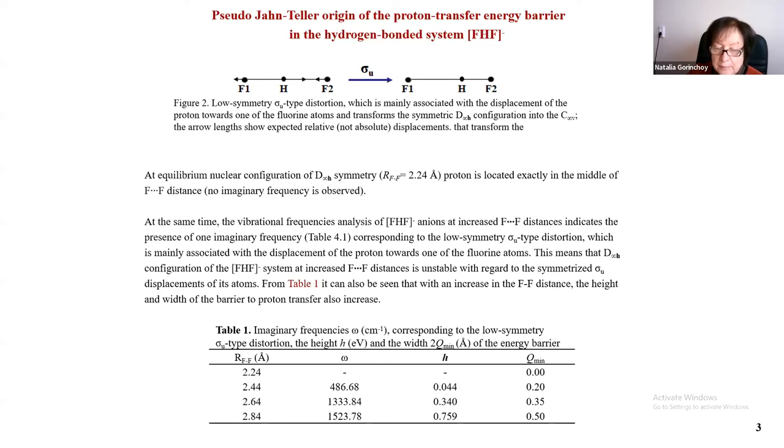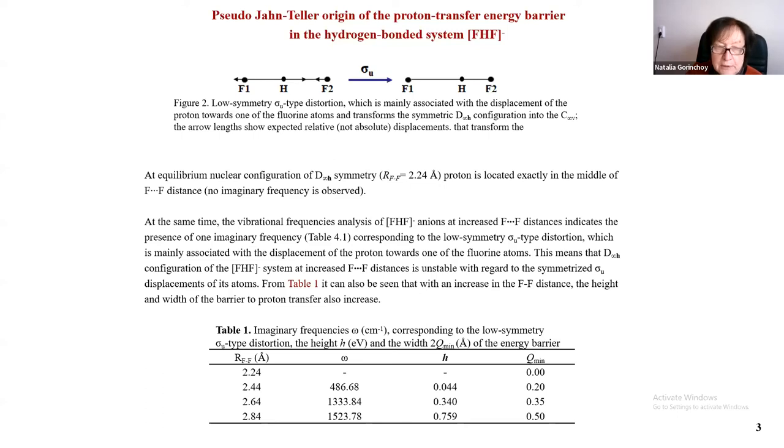The main goal of the present study is to demonstrate that with increasing F-F distances, the instability of the central position of the proton and the appearance of the double-well adiabatic potential energy surface for proton transfer are due to the pseudo-Jahn-Teller effect. The investigation of this system was started from the reference configuration of D∞h symmetry. The geometry optimization has shown that its equilibrium nuclear configuration corresponds to the symmetrical position of each atom.